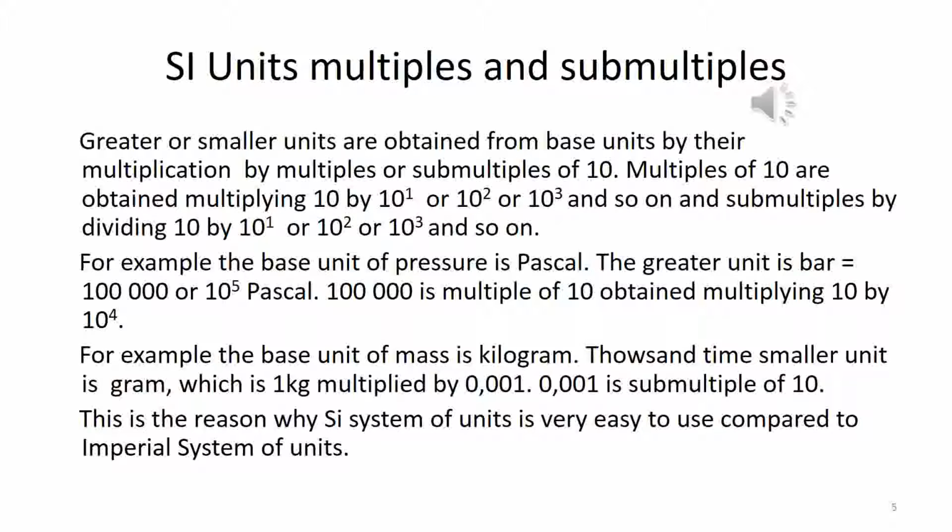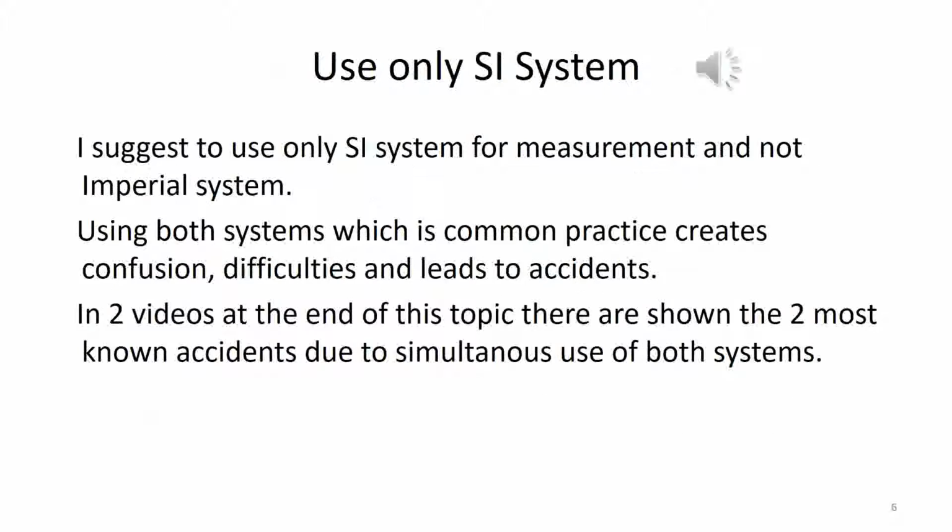1,000 times smaller unit is gram, which is 1 kilogram multiplied by 0,001, and 0,001 is submultiple of 10. This is the reason why SI system of units is very easy to use compared to imperial system of units. I suggest to use only SI system for measurement and not imperial system. Using both systems, which is common practice, creates confusion, difficulties, and leads to accidents.